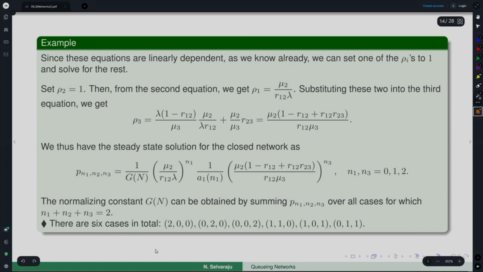So, there are 6 cases possible here, which is either both will be there in node 1 or node 2 or node 3, or one each in node 1 and 2, 1 and 3 and 2 and 3, right. So, these are the cases. Now, if I evaluate these quantities for each of these cases and I sum it up to express what is going to be my g of n here, I can obtain the normalization condition appropriately, right. So, that is how you handle this, right. So, you have for this network.